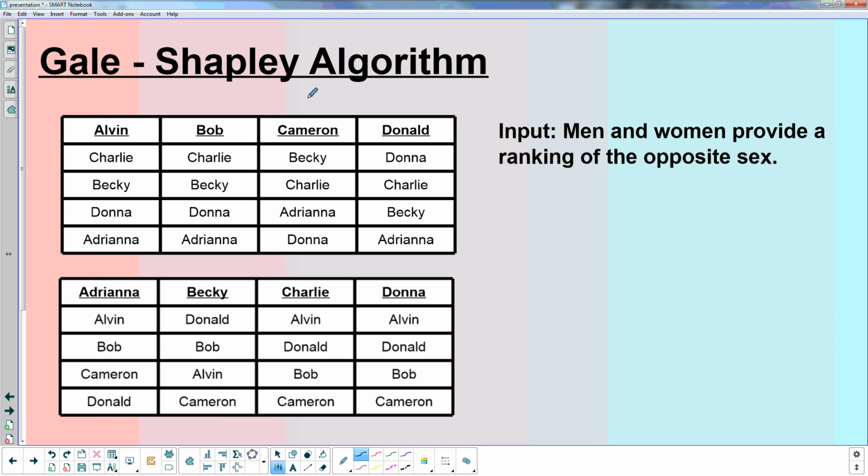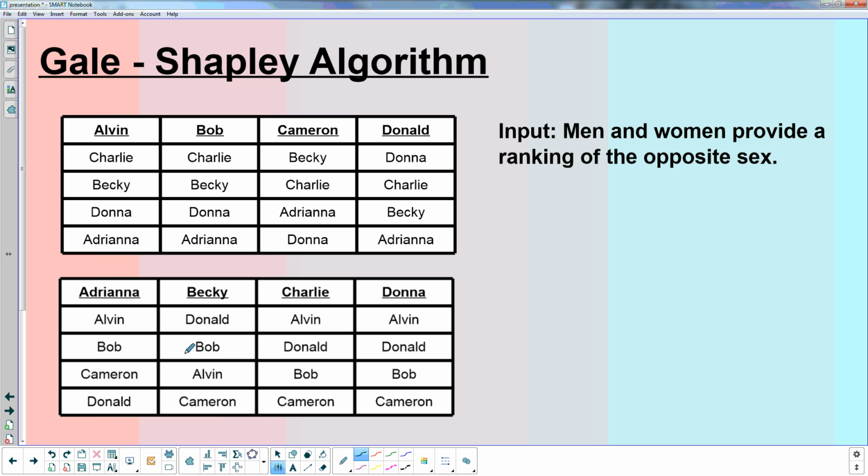What we use for this is the Gale-Shapley algorithm, also known as the proposal algorithm. What it requires as an input is a list of names from each of the men and each of the women, ranking the opposite sex. In this case, I've got Alvin, who prefers Charlie over Becky, over Donna, over Adriana. Bob, same thing: Charlie, Becky, Donna, Adriana. Cameron prefers Becky to Charlie, to Adriana, to Donna. And Donald prefers Donna to Charlie, to Becky, to Adriana.